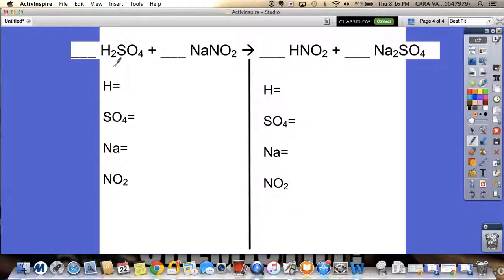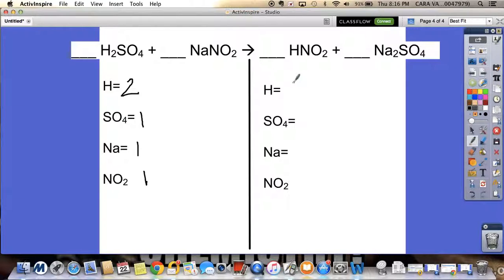So let's start by counting our atoms. We see that we have 2 hydrogens on the left. So let's write that in. There's only one sulfate ion here. And how do I know that? Because there's no coefficient here. So one sulfate ion, one sodium, and then one nitrite. And again, I know that because there's an understood coefficient of 1 here.